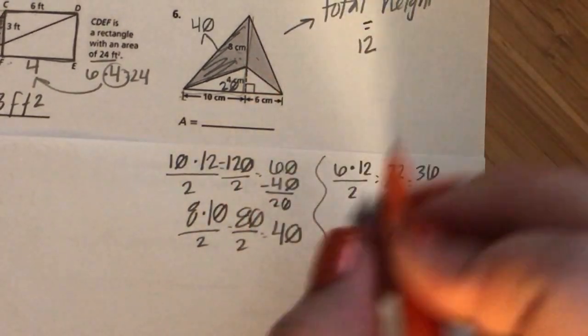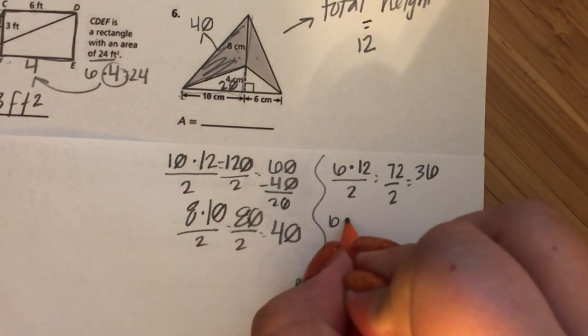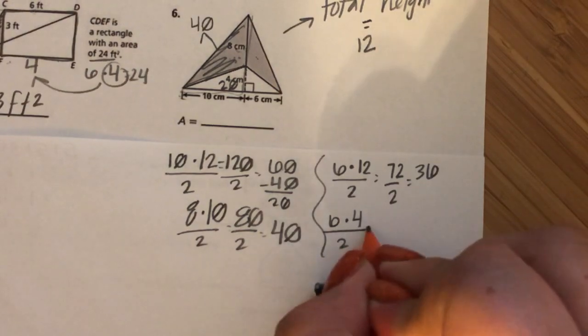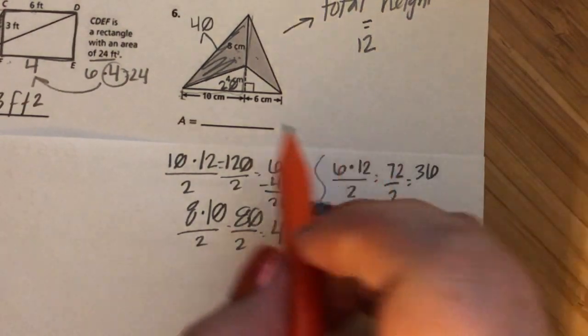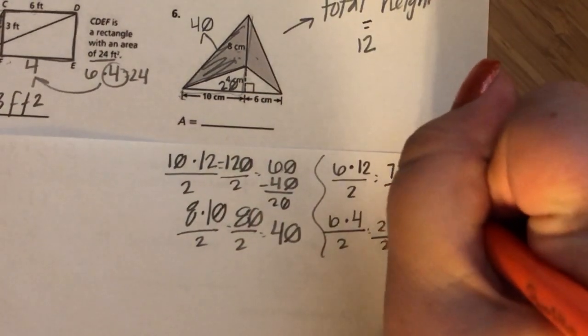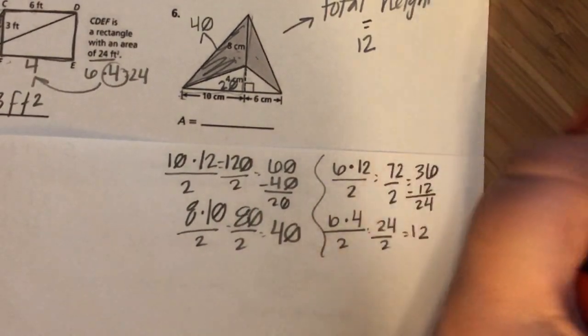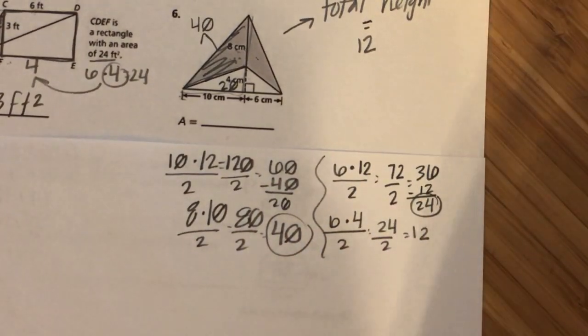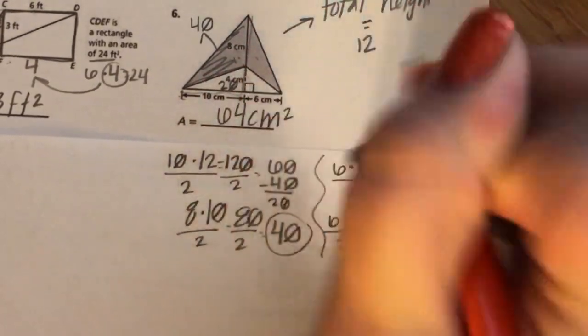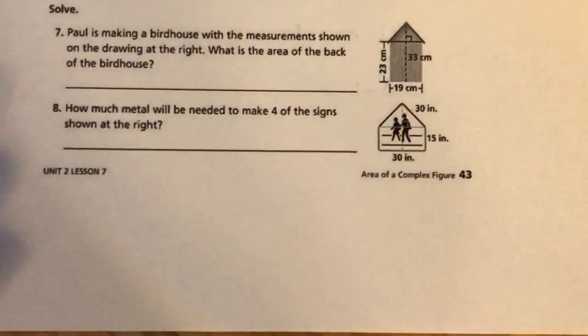But now I need to find that tiny little triangle. It has a base of 6 and a height of 4. Divided by 2 is 24 divided by 2, which is 12. Now I'm going to subtract it. 36 minus 12 is 24. So now I add those together. 40 plus 24 is equal to 64 centimeters squared.